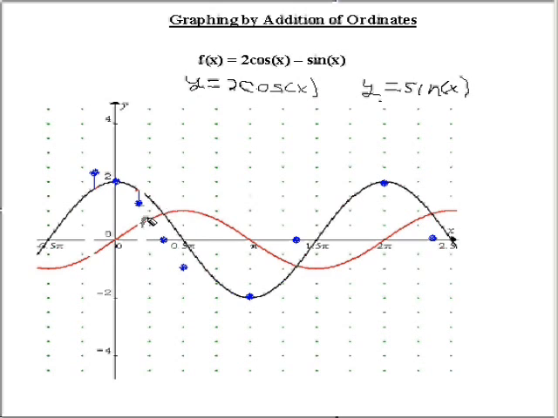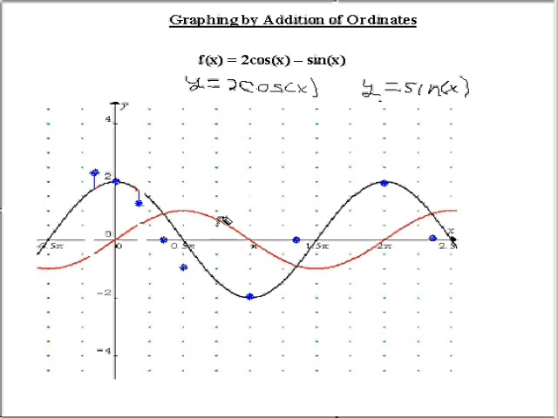And notice that whenever the graphs intersect, their relative position with respect to each other switches. Here the cosine's above the sine, they intersect. Now the sine's above the cosine. They intersect here again, coming from sine above cosine. Now cosine's back above sine.